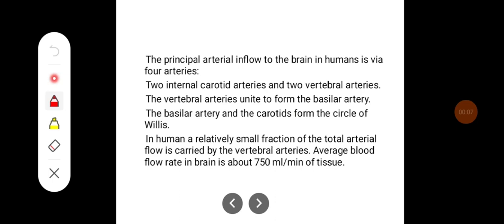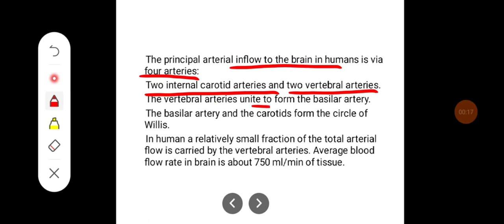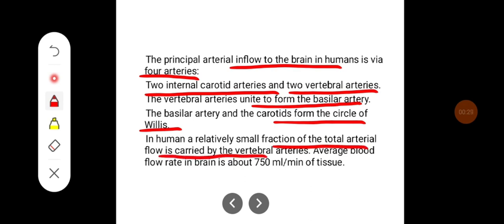The principal arterial inflow to the brain in humans is via four arteries: two internal carotid arteries and two vertebral arteries. The vertebral arteries unite to form the basilar artery. The basilar artery and the carotids form the circle of Willis. In humans, a relatively small fraction of total arterial flow is carried by the vertebral arteries. The average blood flow rate in the brain is about 750 ml per minute of tissue.